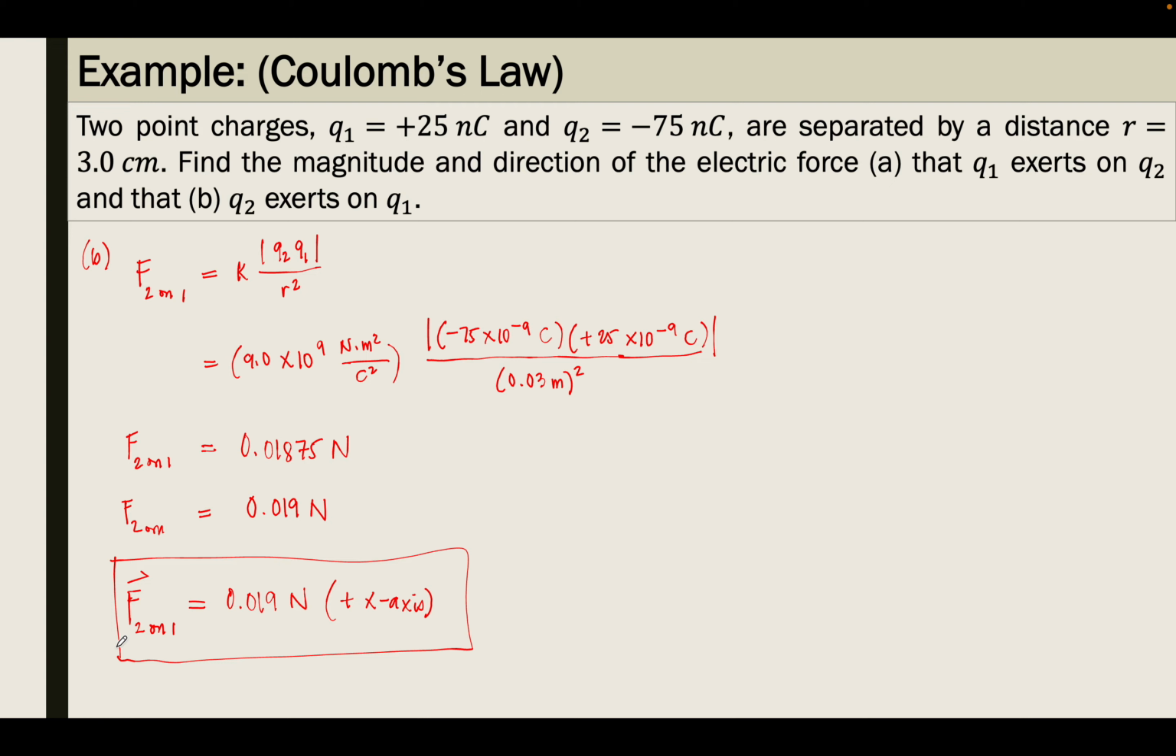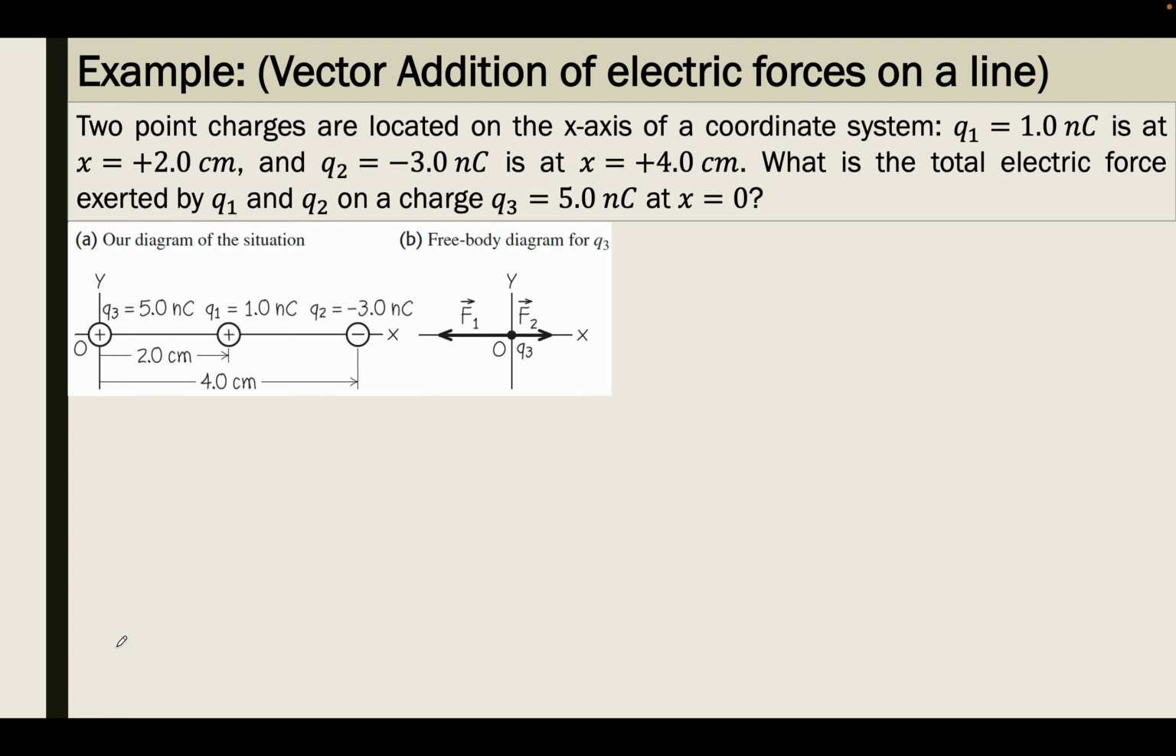So that is our example number 1, or our first example. Okay, so that is how we would solve problems regarding Coulomb's law along a straight line, or along one dimension, which is along the x-axis or horizontal. Okay, so let's try another example. It is still along the x-axis.